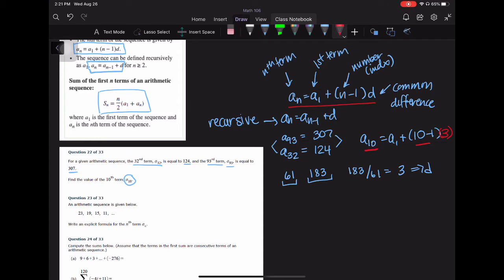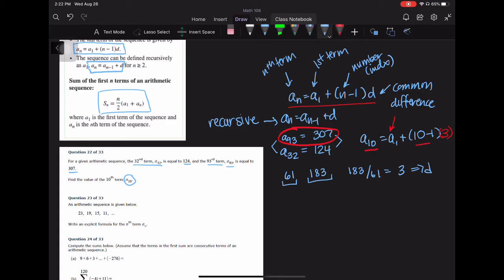But I do have 2 points that I can use here. This is kind of like when we're trying to find the formula for a linear equation in slope-intercept form, where we find slope and then we have to find intercept. We use a point to do that. So we're going to use either the point A93 or the 93rd term or the 32nd term to find what my first term is. This missing piece is going to be able to help us find the 10th term.